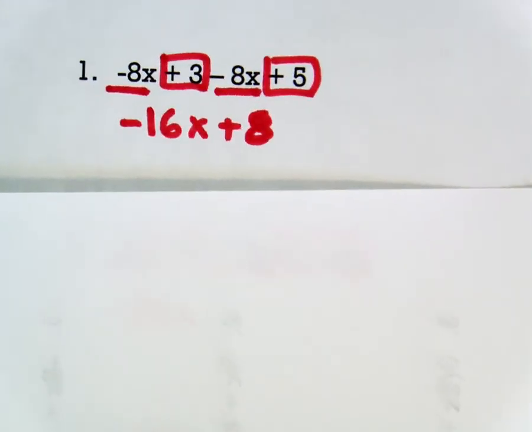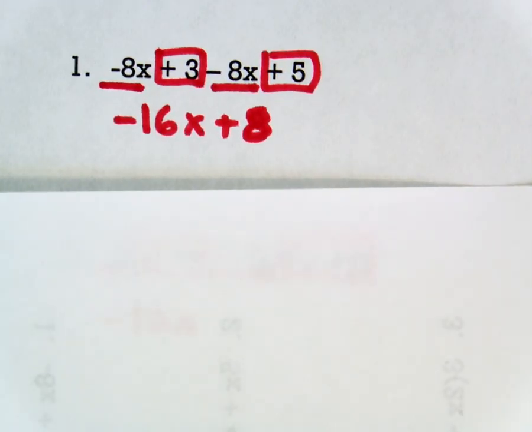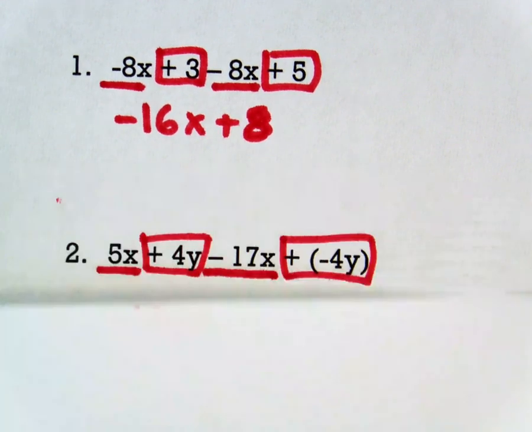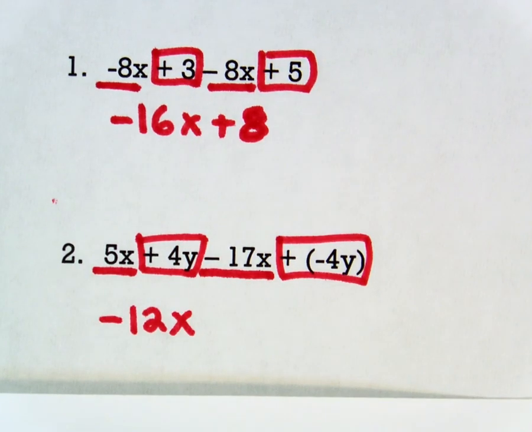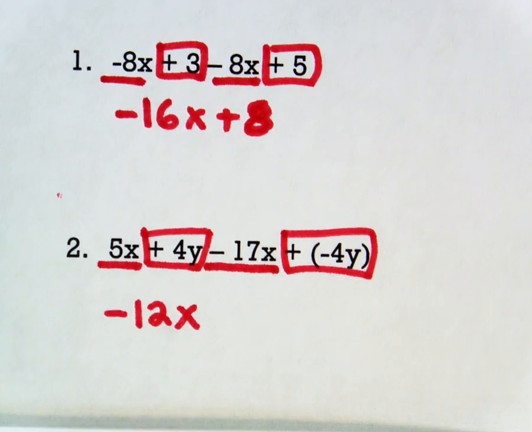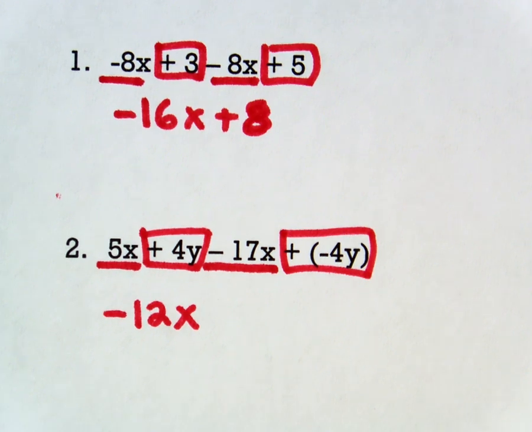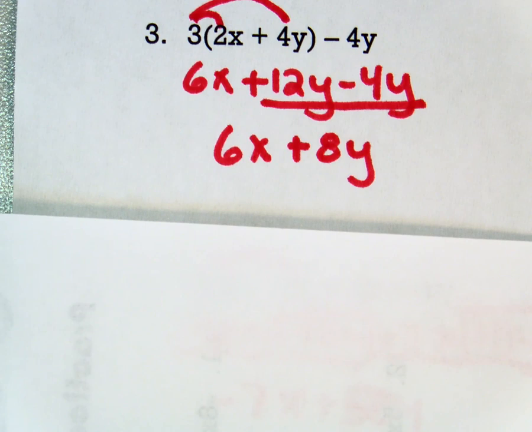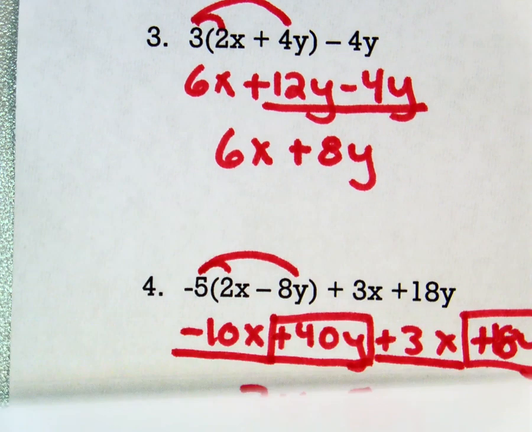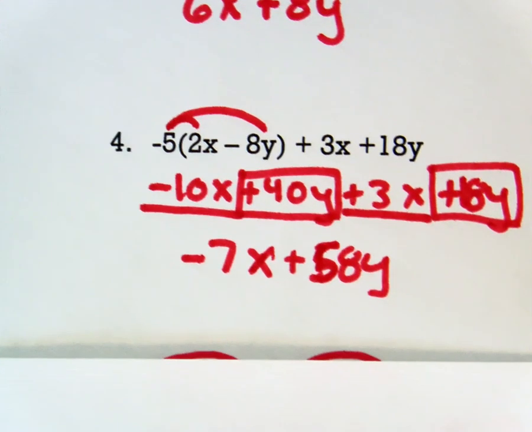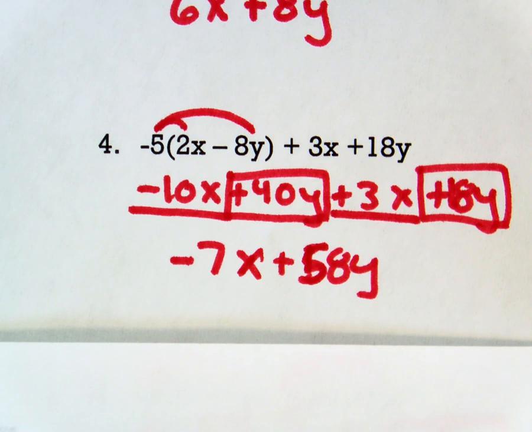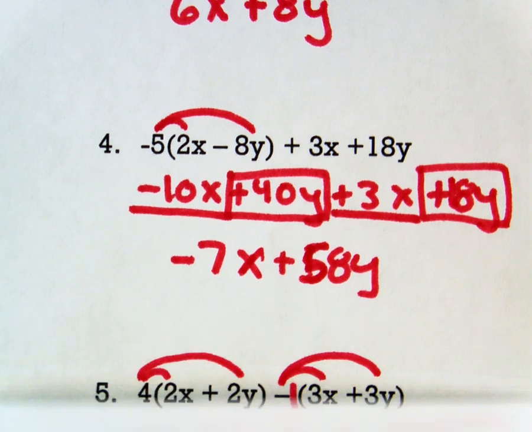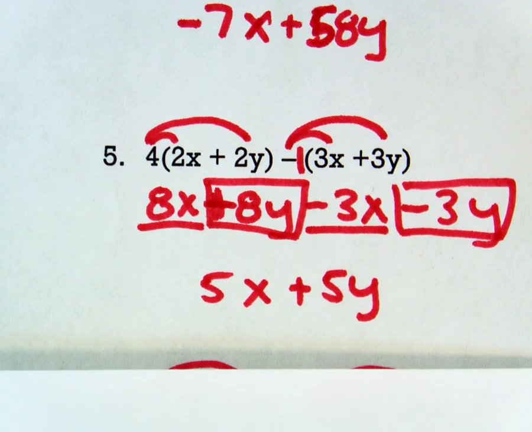So number 1, you should have done negative 16x plus 8. Number 2 should have been negative 12x. Number 3 should have been 6x plus 8y. Number 4 should have gotten negative 7x plus 58y. Number 5 should have gotten 5x plus 5y.